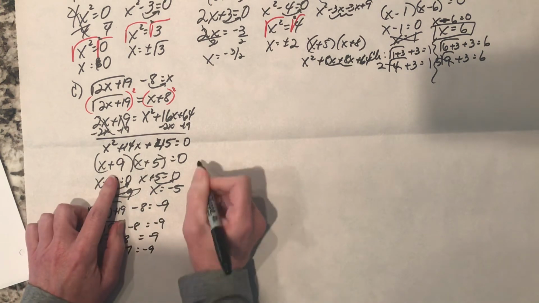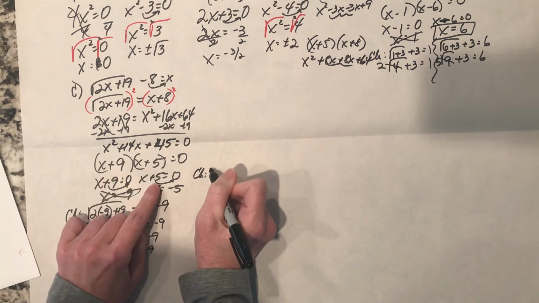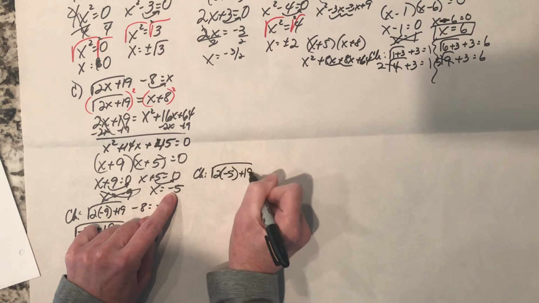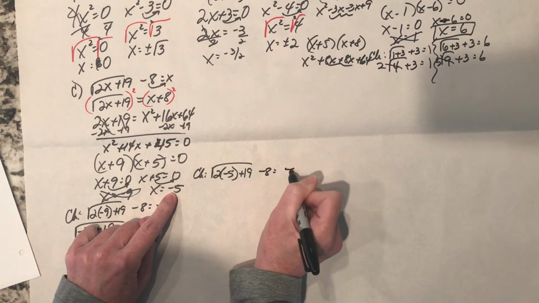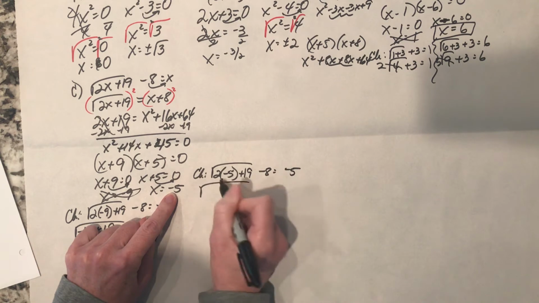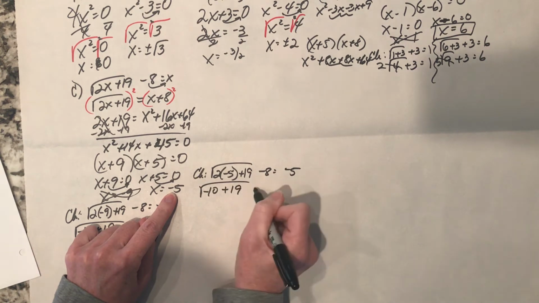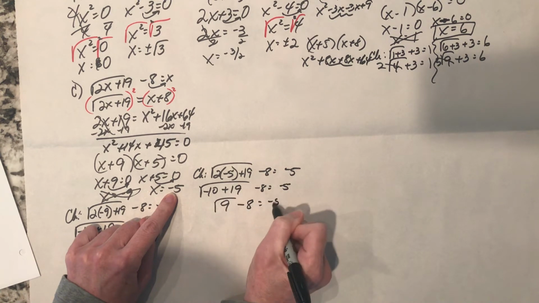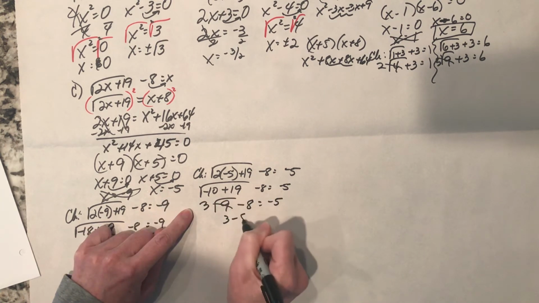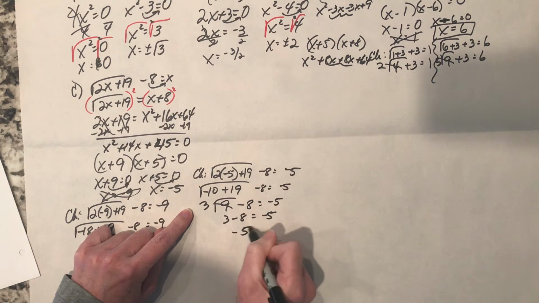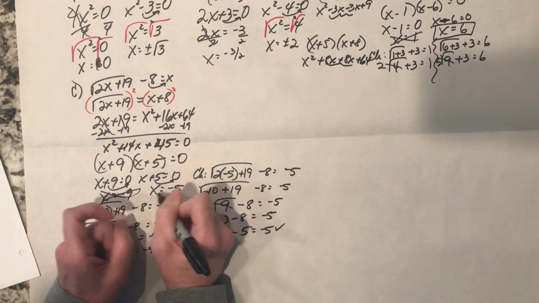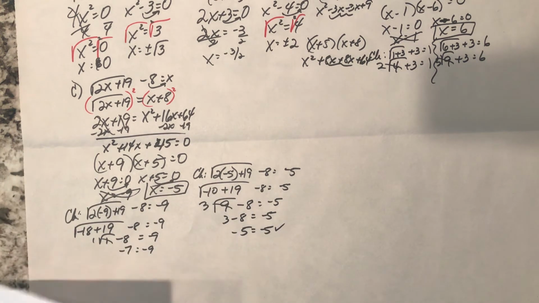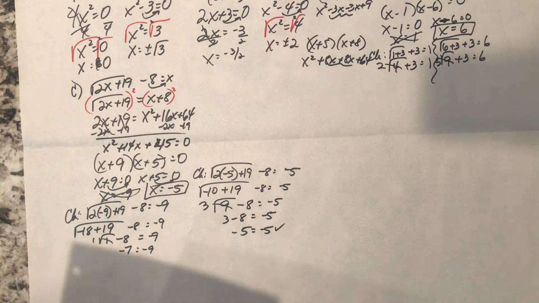Let's check this other guy. The check for x equals negative 5. Here we go. We got 2 times negative 5 plus 19 minus 8 equals negative 5. 2 times negative 5 is a negative 10. It gives us 9. 3 minus 8 equals negative 5. That's negative 5 equals negative 5. That works. So negative 5 is a good answer on C. So we had one answer there also. One worked, one didn't work.